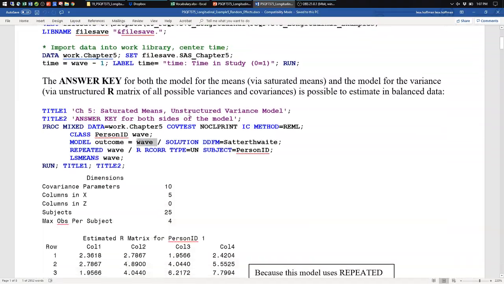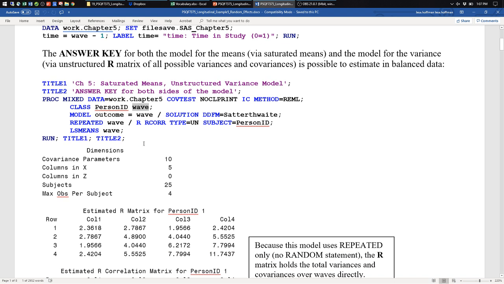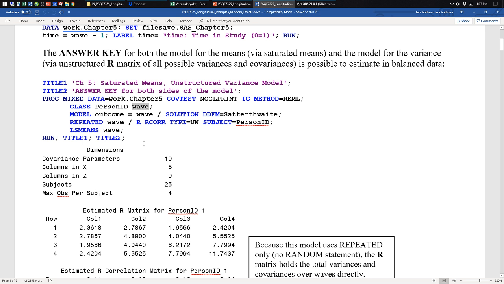So yes, in this present case, going back, the fact that wave is on the class statement means that it's being treated as a categorical variable. So it's a grouping variable. And then because it's on the class statement, I can ask SAS to spit out means for it. So LS means, least squares means. So it can give me what the model says the predicted mean should be at each occasion.